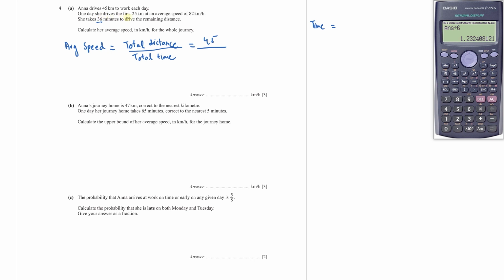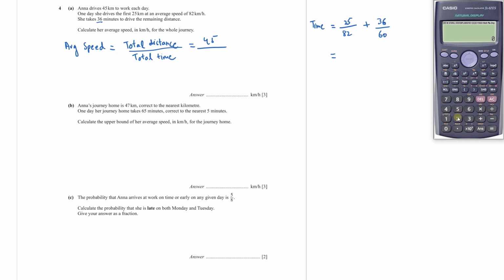For the first half, she drives the first 25 kilometers at 82 kilometers per hour. So this will be distance 25 divided by speed 82. This is for the first half of the journey. Since we are dividing kilometers by kilometers per hour, we will get this time for the first half of the journey in hours. And then she takes 36 minutes to drive the remaining distance. So total time is this plus 36 minutes, but I have to convert 36 into hours as well. So this will be 36 over 60.